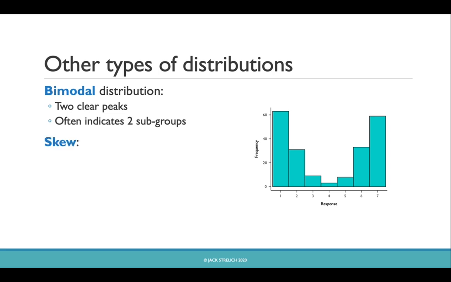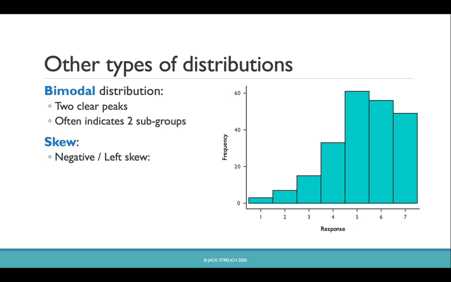Another way that distributions can vary is with something called skew. Negative or left skew occurs in situations like this, where the data has a peak on the right, the positive end, but trails off to the left. You can think of this as the distribution pointing to the left.